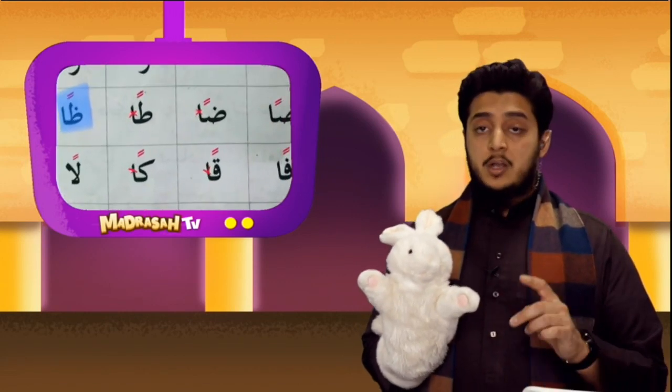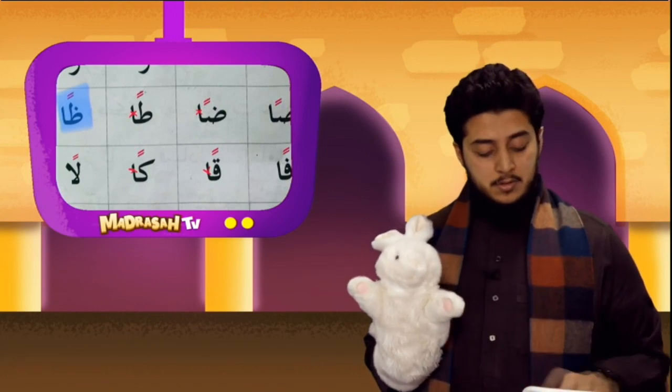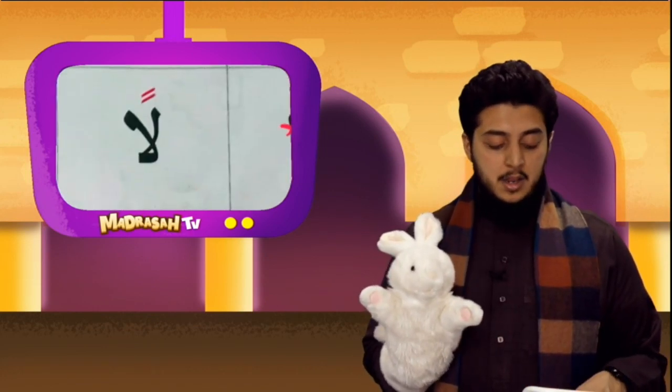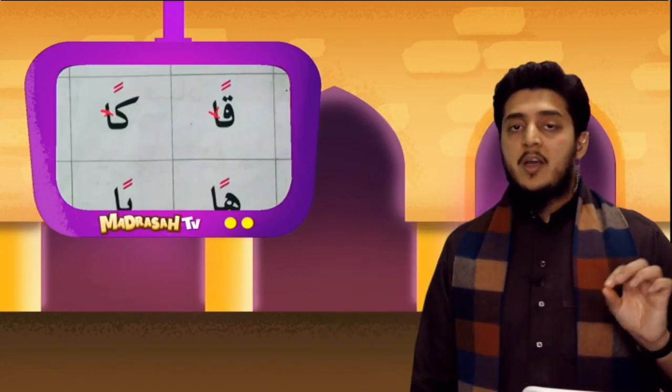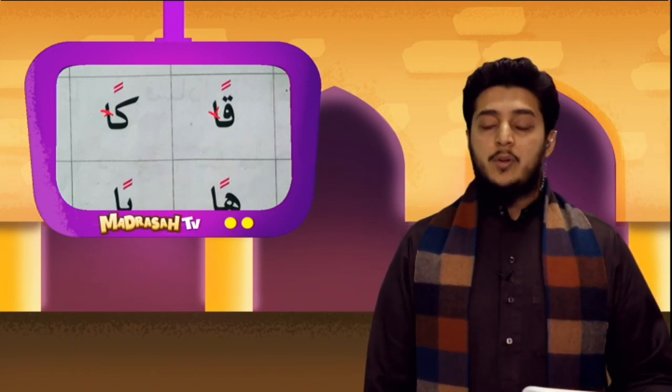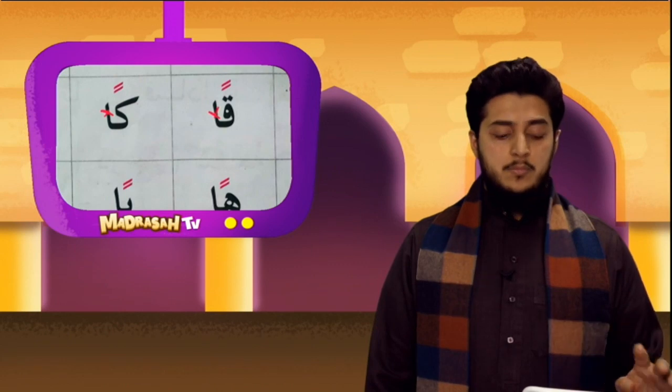Okay? For example, qaf fathatain qan, kaf fathatain kan, lam fathatain lan, ha fathatain han. Now you notice all of them have alif next to them, but we just ignore this alif, okay? It's not like the alif we were learning before, like ba fatha alif sukun ba. No, none of that, okay? All you have to do is focus here.